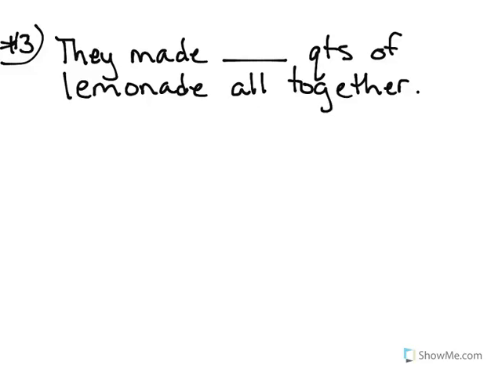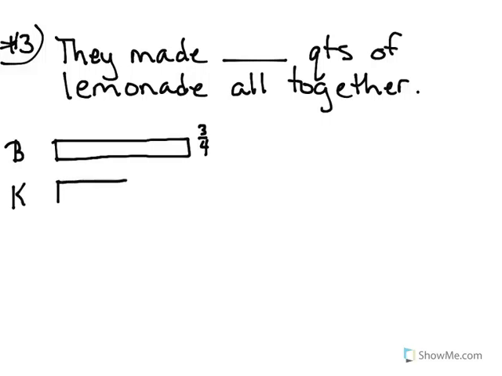So I'm going to start off by thinking about a bar model for this. I know that Ben made more lemonade than Krista, so I'm going to draw Ben's bar, and I'm going to label it with 3/4 because I know that his total was 3/4. And then I'm going to draw a bar for Krista. The only thing that I know is that she made less than Ben, so I'm going to give her a smaller bar. And when I think about it, I know that she made 3/8 less.